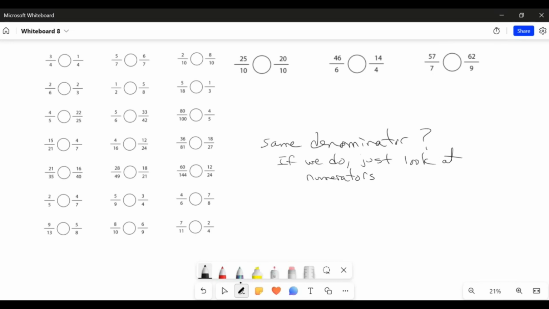Okay, so for number one, we have fourths and fourths. So I don't need to worry about butterfly method or common denominator. I already have a common denominator. So 3/4 is bigger than 1/4 because we've got the same denominator. All right. But now if we move down the page, we have 2/6 and 2/3. Here we don't have the same denominator.